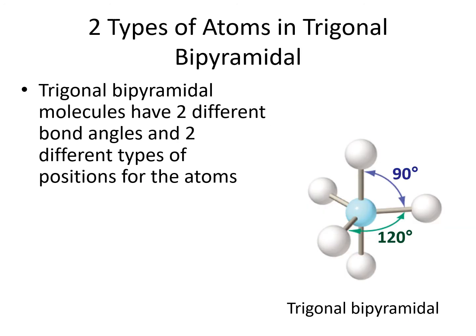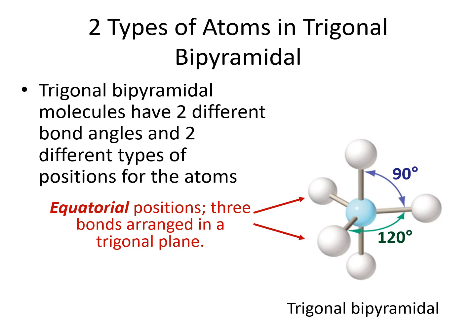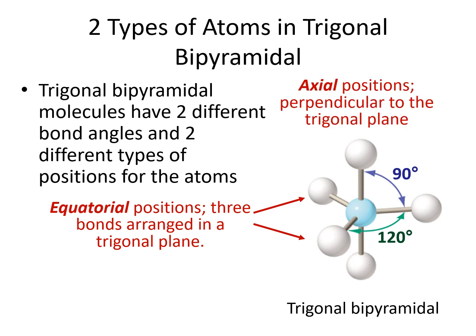Trigonal bipyramidal molecules have 2 different bond angles and 2 different types of positions. There are 3 equatorial positions in a plane around the middle. They have the 120 degree angles between them. You can think of how the equator goes around the center of the Earth. The axial positions are above and below the plane, perpendicular to it, which is why there are 90 degree angles. You can think of the axis that the Earth spins around.